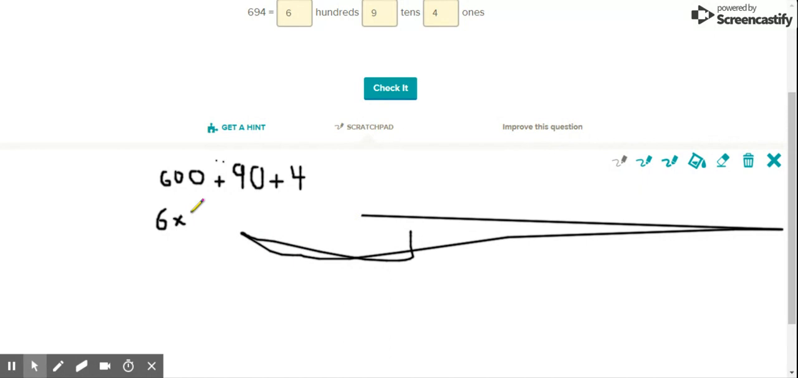So we would go and we would take 6 times 100. And remember, we put that in parentheses. And then to that, we would add how many tens we have. And we have 9 tens. 9 times our 10. Because 9 tens, 9 times 10 is 90. And then lastly, for our long expanded form, we had 4 ones, and that's the same as 4 times 1.